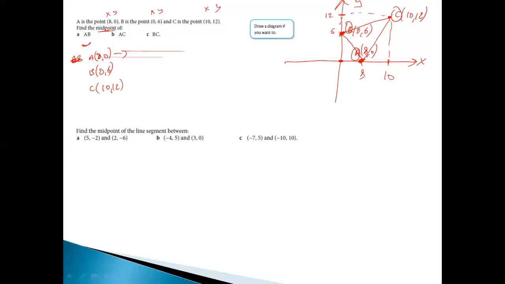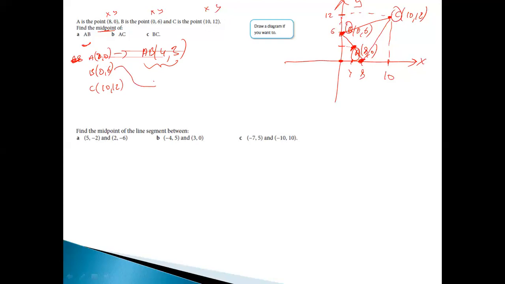So for the first value, we'll just take the first values: 8 plus 0 is 8, over 2 is 4. And as the second value, the y coordinates, 0 plus 6 is 6, over 2 is 3. So the midpoint or mean of AB is 4 to 3. Where is 4 to 3? 4 is approximately here, 3 is approximately here. Our midpoint is here, the middle value of A and B.